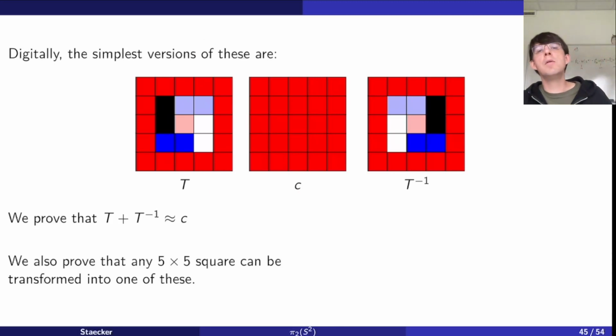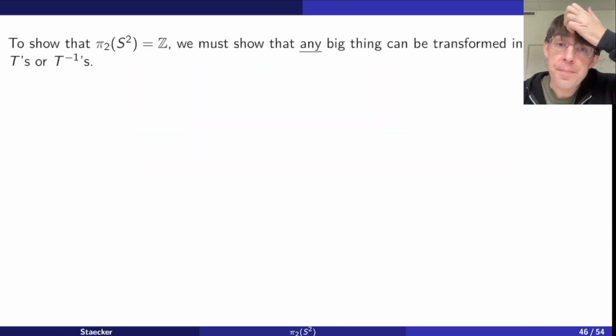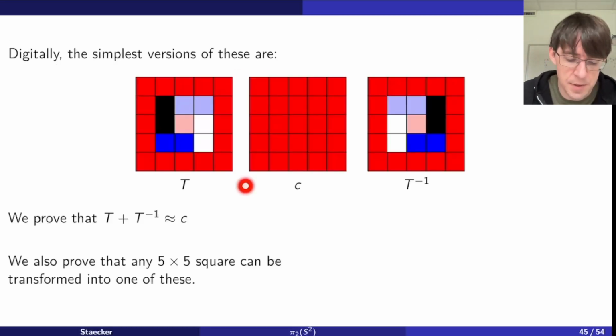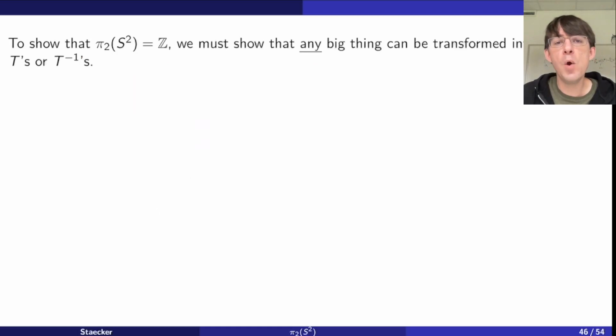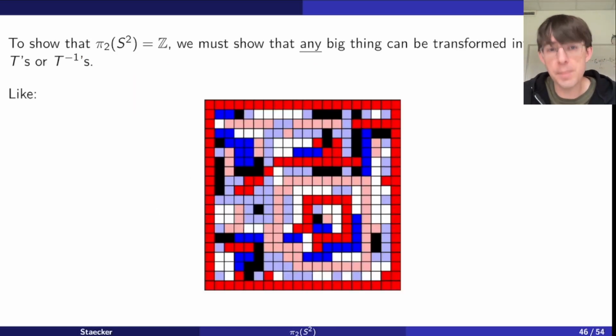All right. The big question is, my goal is to show that basically these are the only things you can do, although you could add them together and get other more complicated things. We have to show that any big weird picture can somehow be transformed into these t's and t inverses. For example, if I just start with something like this, can you show me how to make your little point by point moves to transform this into a bunch of t's and t inverses?